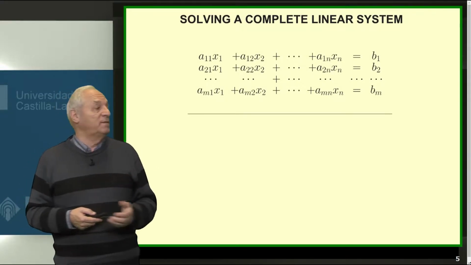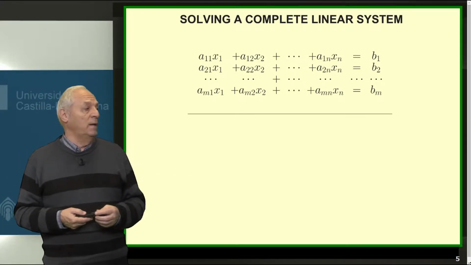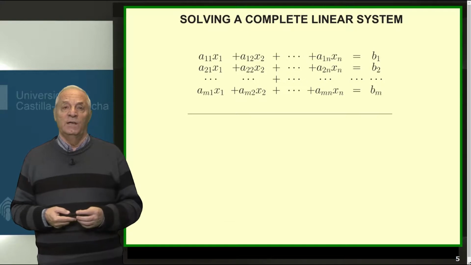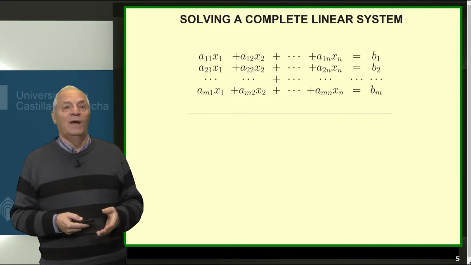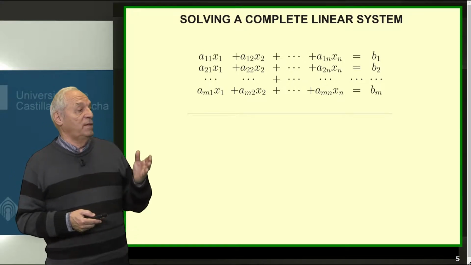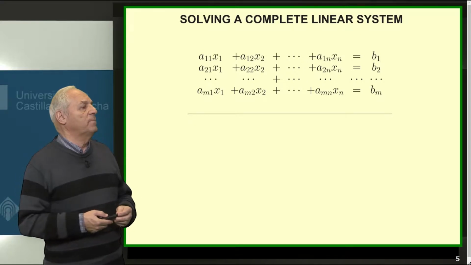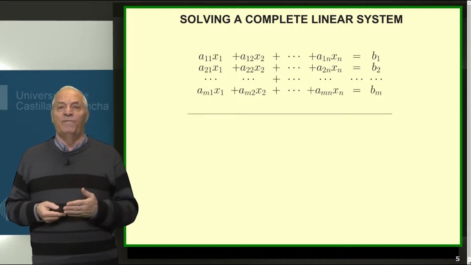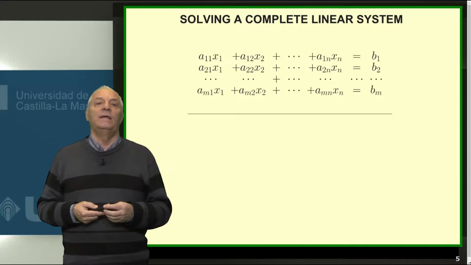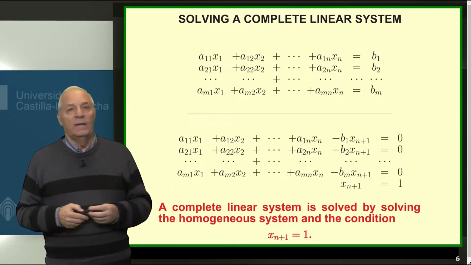simply appear the coefficients a11, a12, a1n, for the first equation multiplied by the unknowns x1, x2, xn, which equals b1, which is one of the independent terms. Evidently, the sum of the b's has to be different from 0, for that system to be complete. This is the usual way to see a complete system of equations.